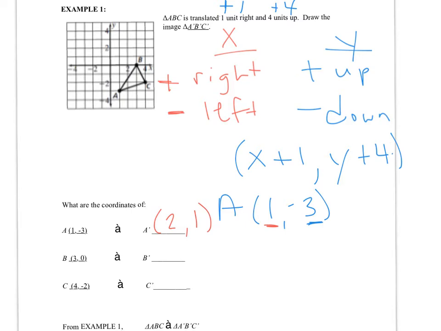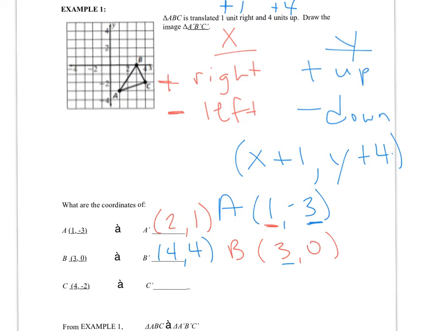And that's going to be my new image. All right? So for B, if my B is 3, 0, and with my X, I'm going to add 1, my X now becomes a 4, okay? And back over here to my rule, my Y says to add 4. So I'm going to add 4 to my Y. So 0 plus 4 is going to give us 4. So that's the new point for B.